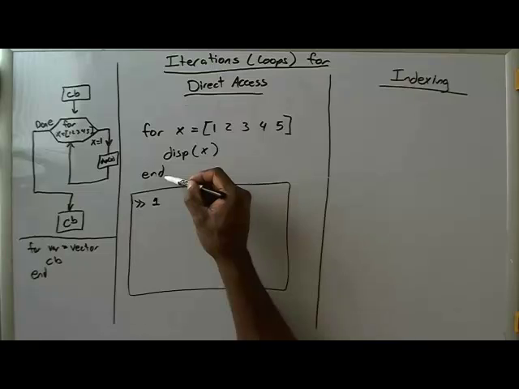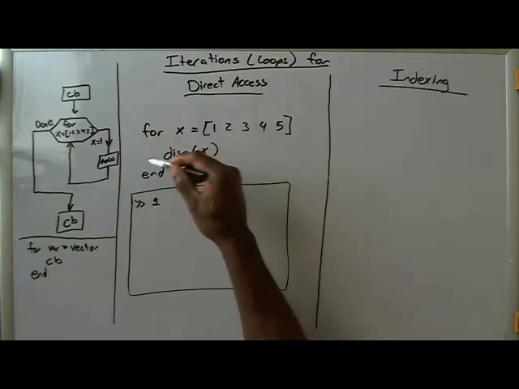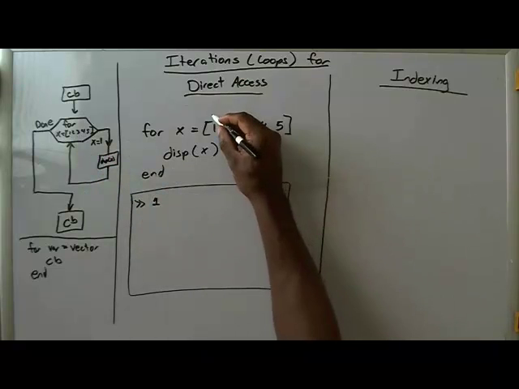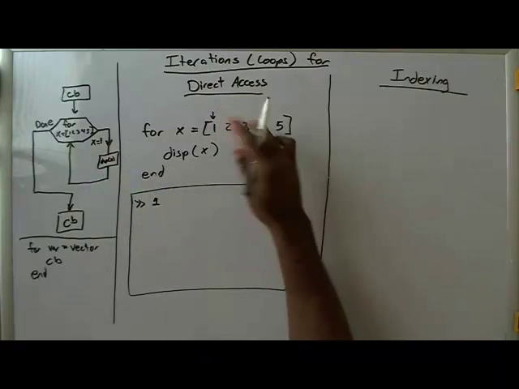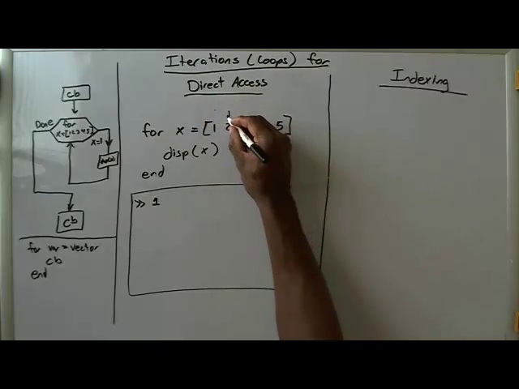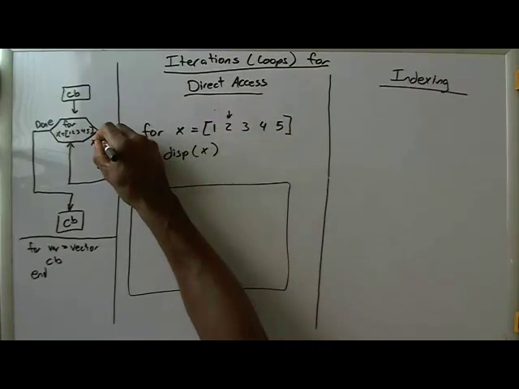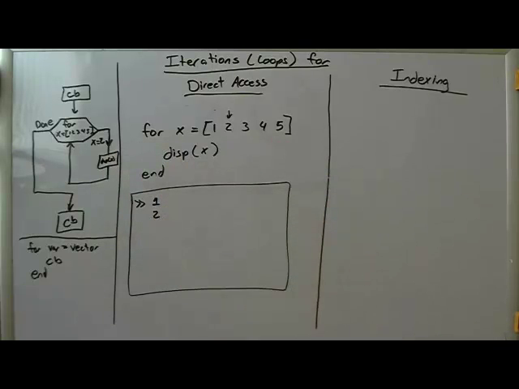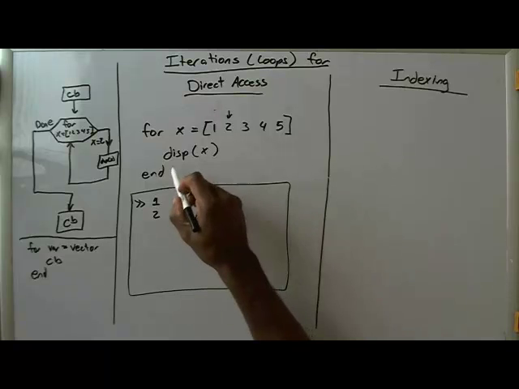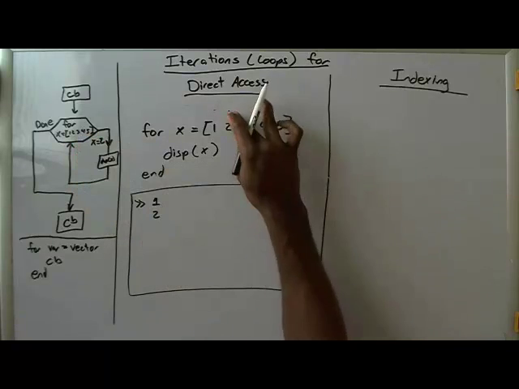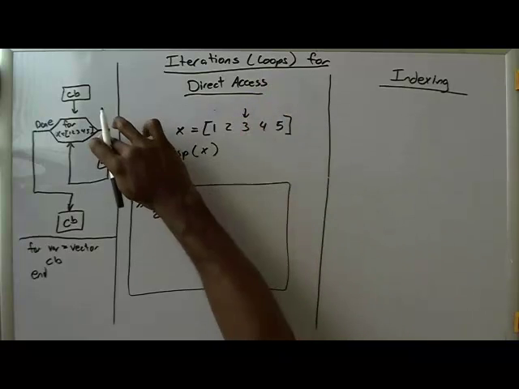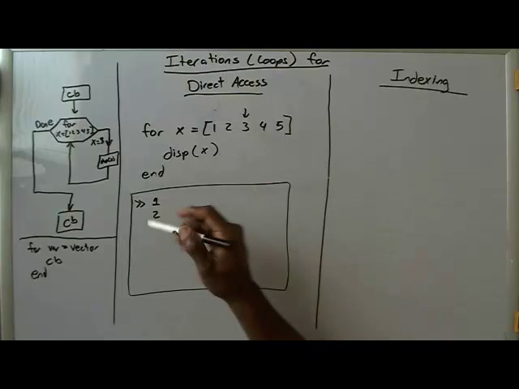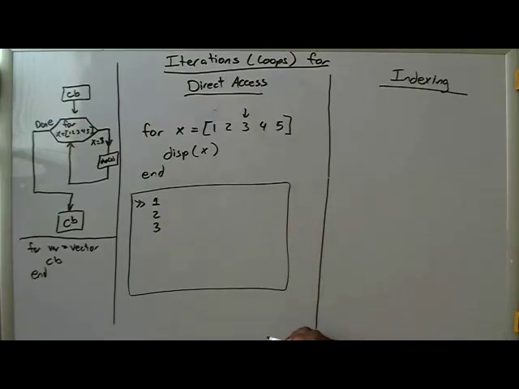Then I come back up because I've done all the things in my code block. Now x equals the next value in the loop. At first it equaled the first value, now x equals the second value, which is 2. So I execute this code block, which is display, so 2 gets displayed to the screen. Now I'm done with the code block. I go back up. x equals the next value, which is 3. I do what's in the code block, which is display x, so now 3 gets displayed to the screen.